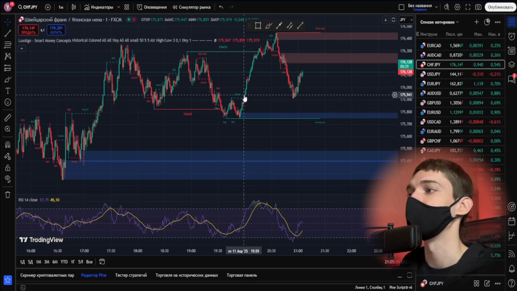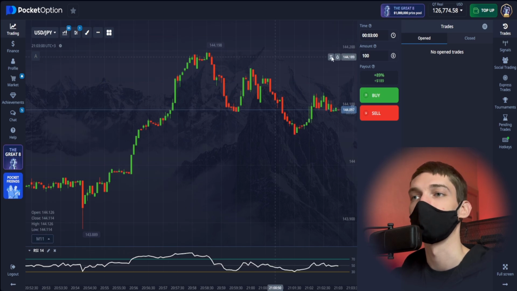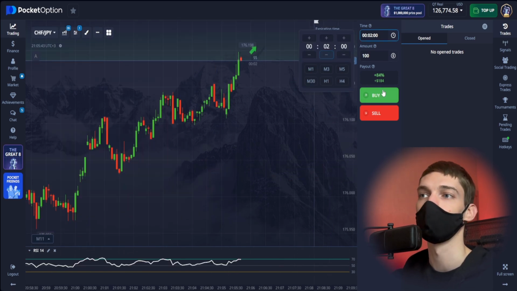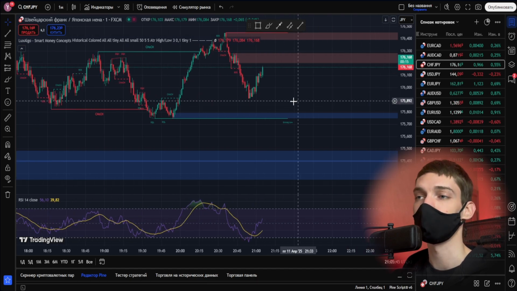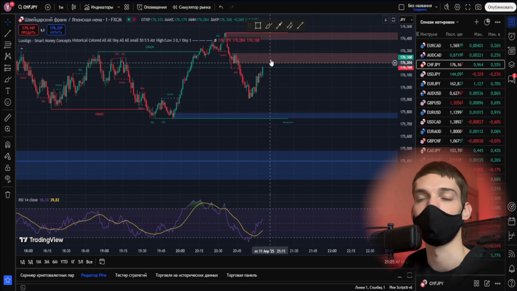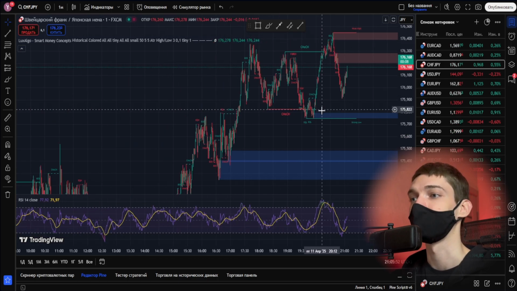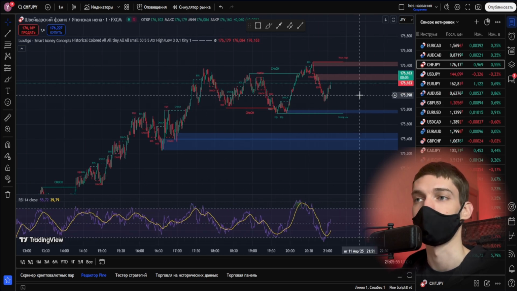Here, guys, is a relatively good situation. Let's see how much they offer us for this currency pair. 84%, I'll enter a buy position for 2 minutes with $100. We enter a buy position because most likely the price will move towards this resistance zone. The low points are actively rising, and overall we observe an upward movement on the chart.